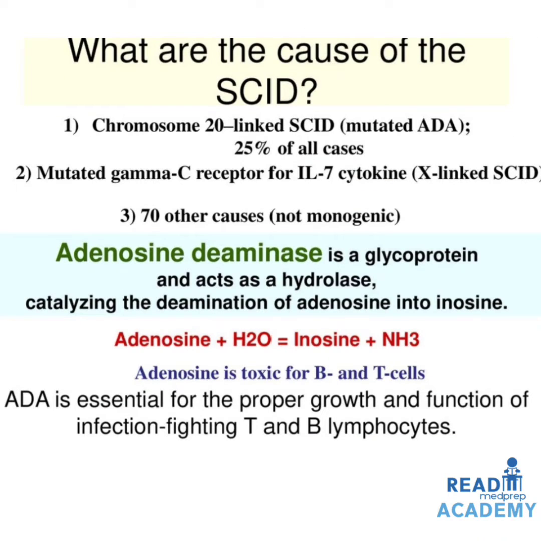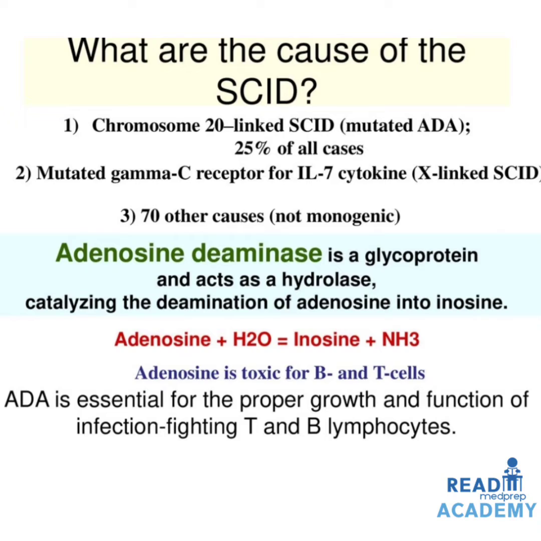It's a chromosome 20 linked SCID where the mutated ADA is present in 25% of all cases, and the mutated gamma C receptor for IL-7 cytokine causes X-linked SCID. In 70% of cases, there are other causes which are not monogenic.